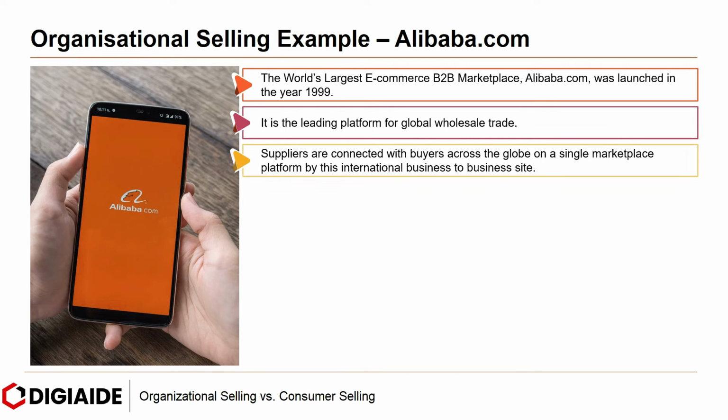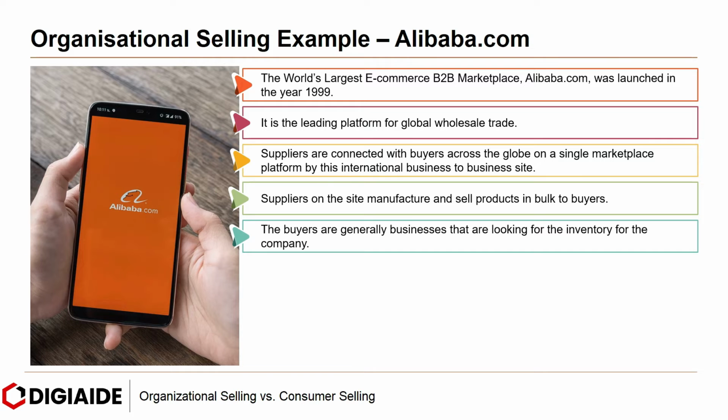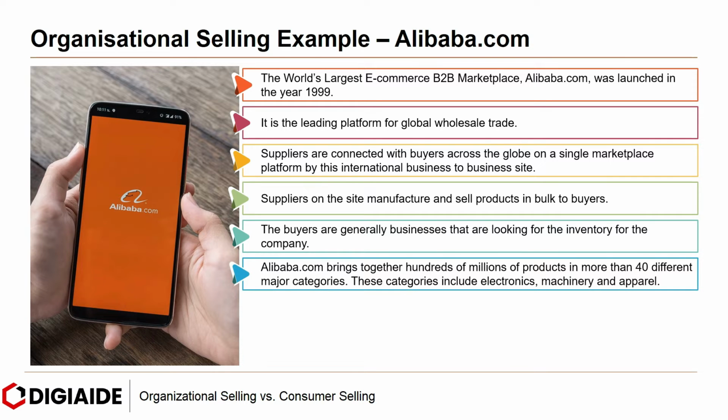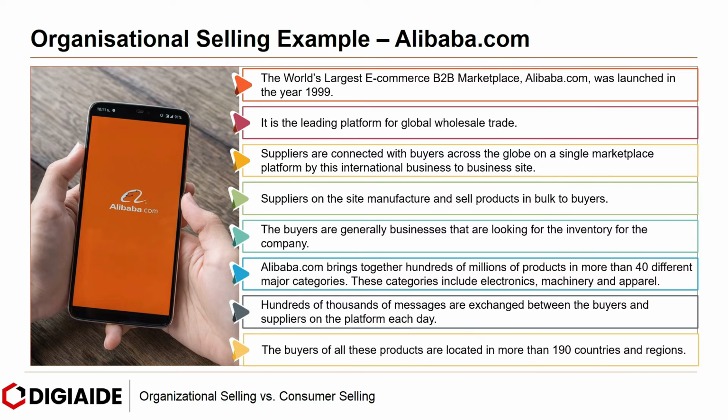Suppliers are connected with buyers across the globe on a single marketplace platform by this international business-to-business site. Suppliers on the site manufacture and sell products in bulk to buyers. The buyers are generally businesses that are looking for inventory for their company. Alibaba.com brings together hundreds of millions of products in more than 40 different major categories. These categories include electronics, machinery, and apparel. Hundreds of thousands of messages are exchanged between the buyers and suppliers on the platform each day. The buyers of all these products are located in more than 190 countries and regions.